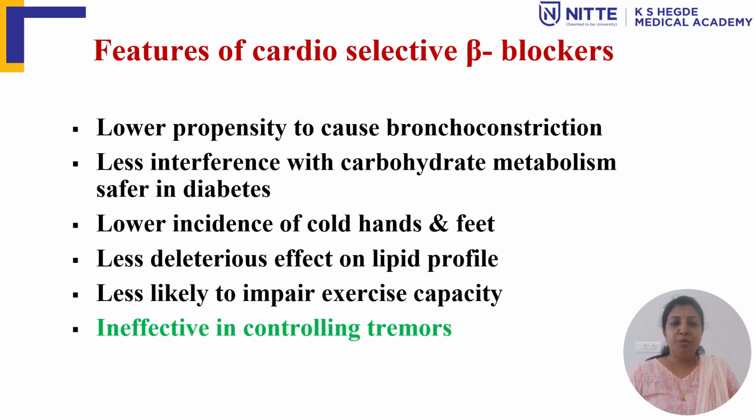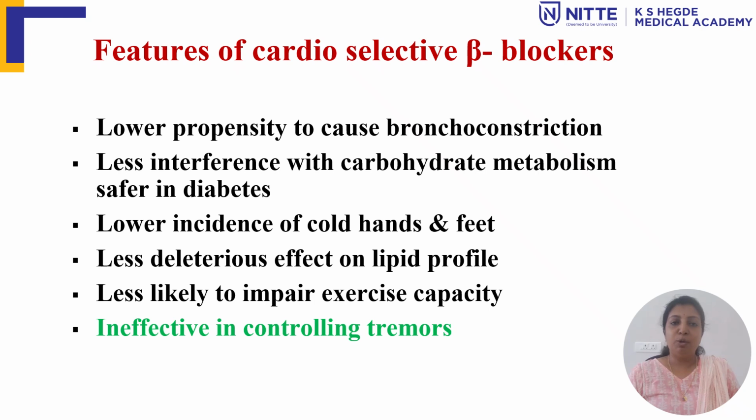In the previous video, we saw the classification of beta blockers: non-selective and cardioselective. So, what are cardioselective beta blockers? They are beta 1 selective beta blockers. Which receptor is present mainly in the heart? Beta 1 is predominantly present in the heart. So, when beta 1 receptors in the heart are primarily blocked, they are called cardioselective beta blockers. Let's see what the features of cardioselective beta blockers are.